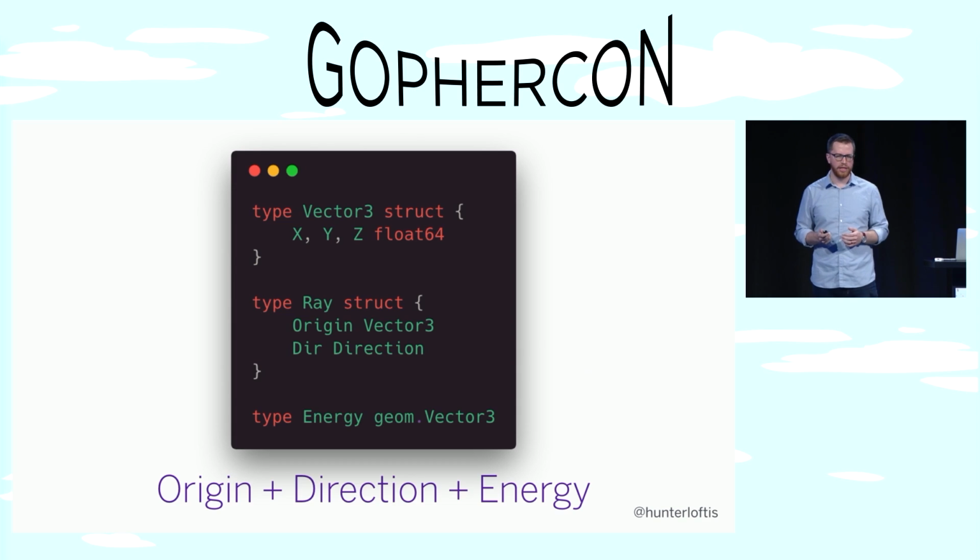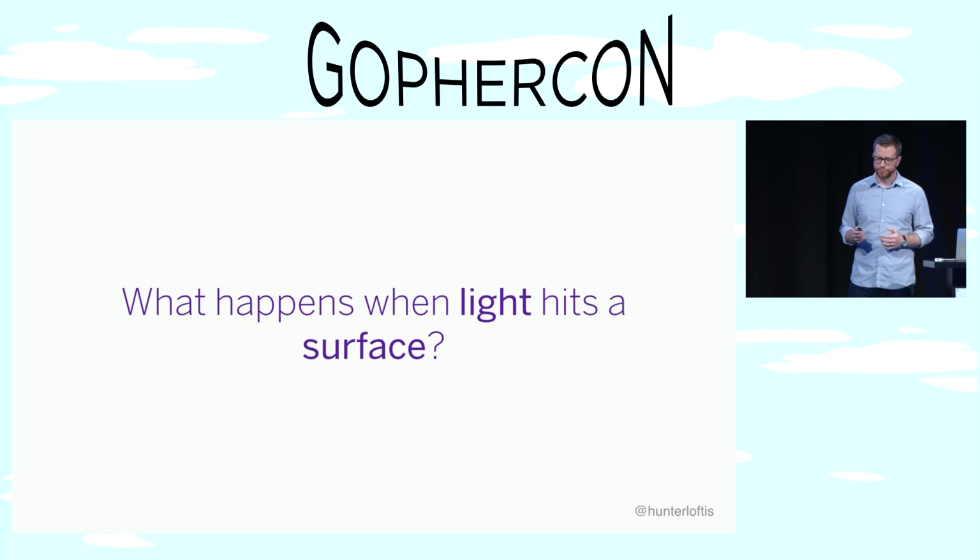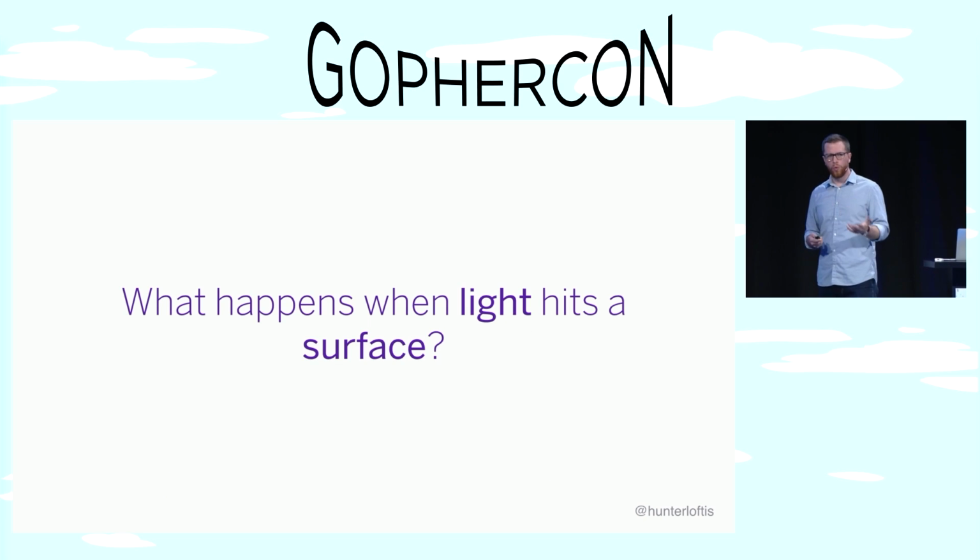Origin, direction, energy. And in Go, you could represent that something like this. There's a lot of different ways you could do it, but really three different vectors, each one of which has three different fields. And that's how it works in PBR. Next question is, what happens when light hits a surface?